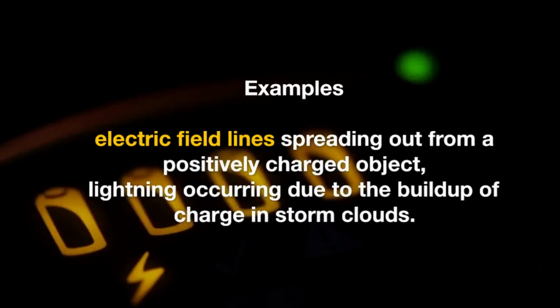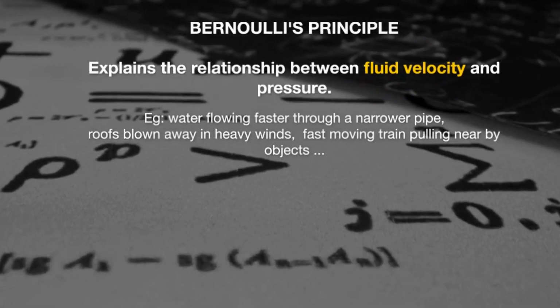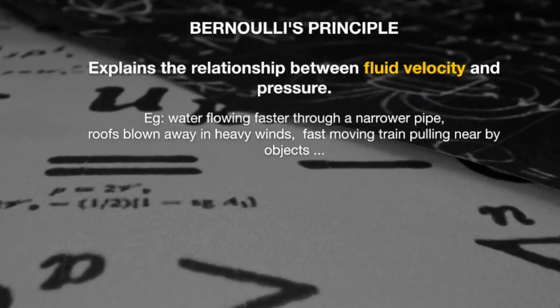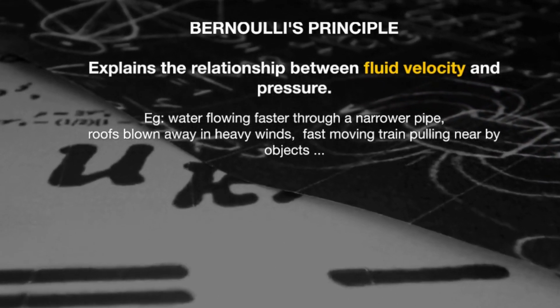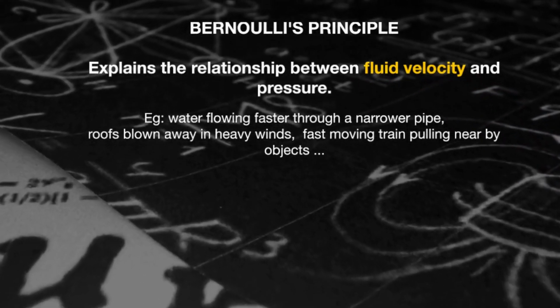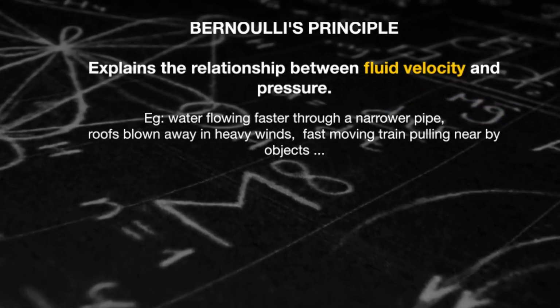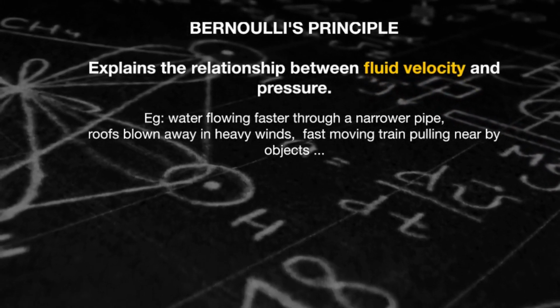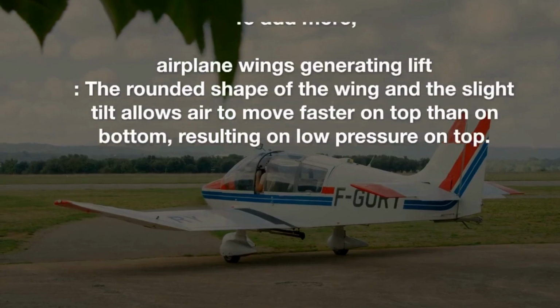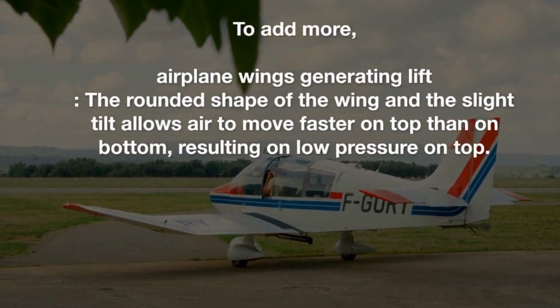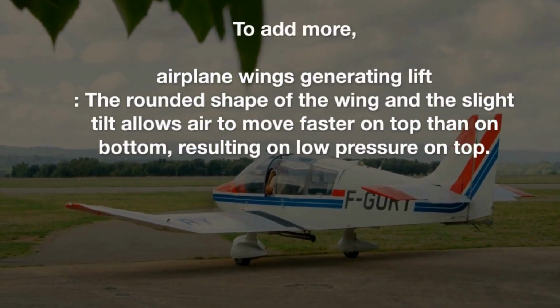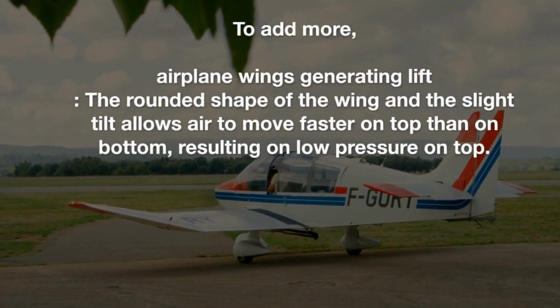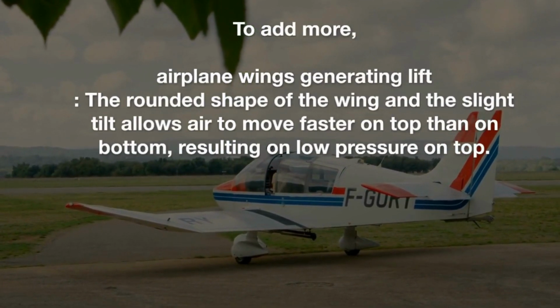Bernoulli's principle. As the speed of a fluid, such as air or water, increases, its pressure decreases. This principle explains the relationship between fluid velocity and pressure, often used to understand the lift generated by airplane wings or the flow of fluids through pipes. For example, airplane wings generating lift due to the difference in air pressure, or water flowing faster through a narrower pipe, causing a decrease in pressure.